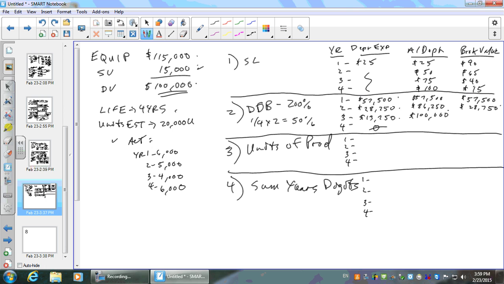Got it? And then what's that going to leave me for a book value, everybody? 15,000, which is where we wanted to be. And then it'd be no depreciation in the fourth year, right? But what's the accumulated depreciation in the fourth year if you don't add anything to it? It's still 100, of course. And what's the remaining book value? It's the 115 in the equipment account less the 100.